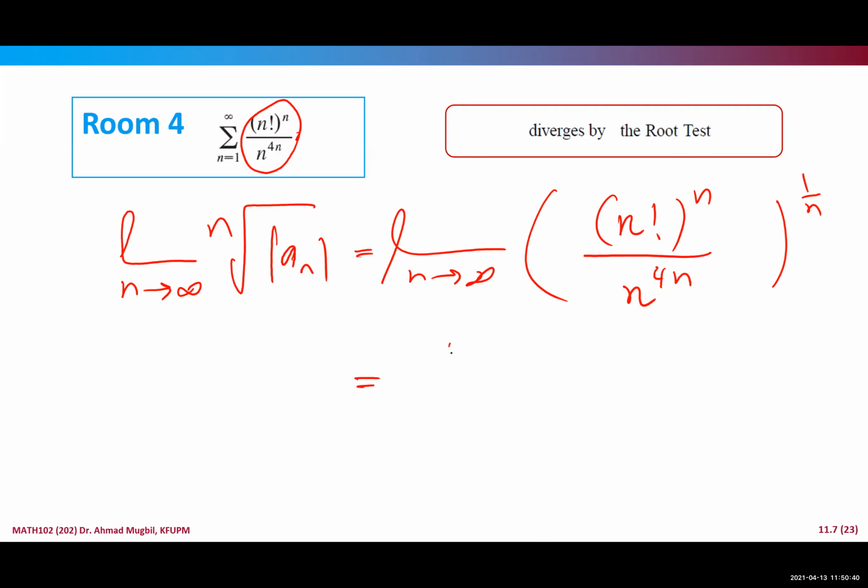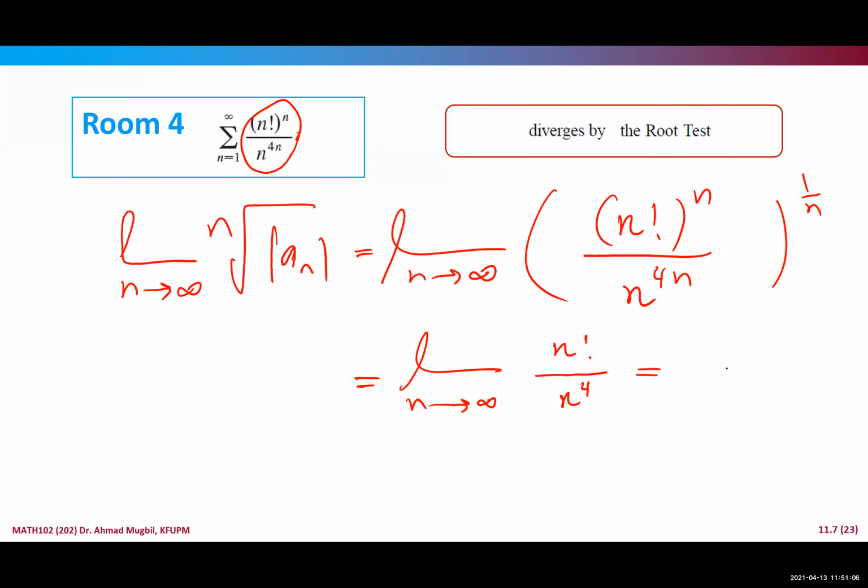The n will be cancelled with n. You will have n factorial, we still have the limit when n goes to infinity. I will just take one additional minute from your valuable time. n factorial over n to the power 4. Is that right? Now what is the limit equal to, Shabab? Infinity. Why? How can you show that it is infinity?